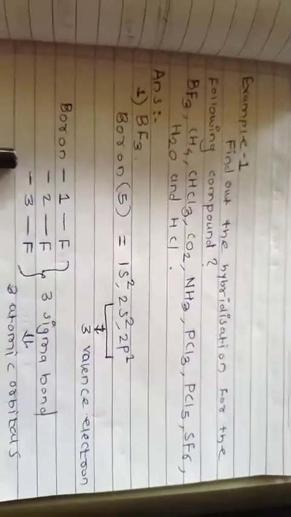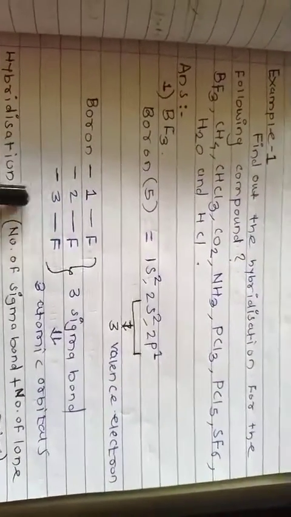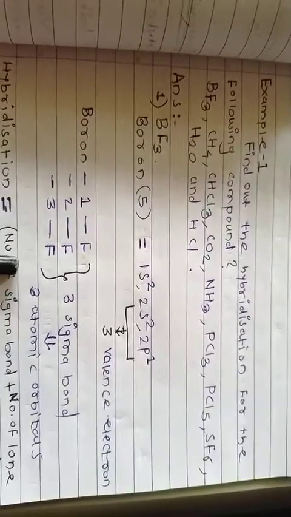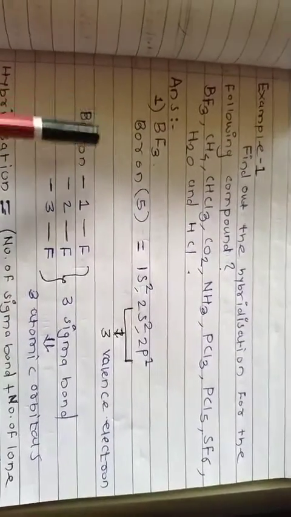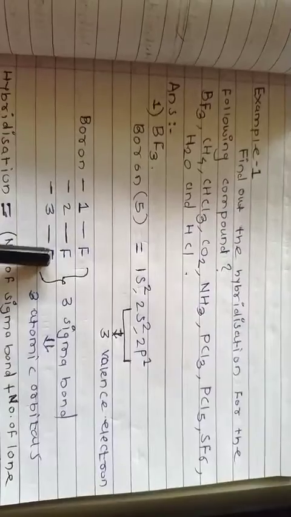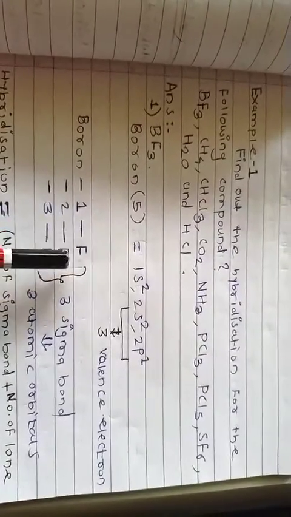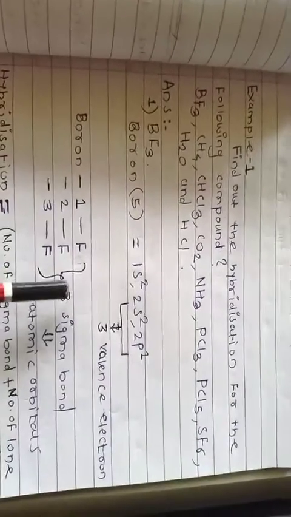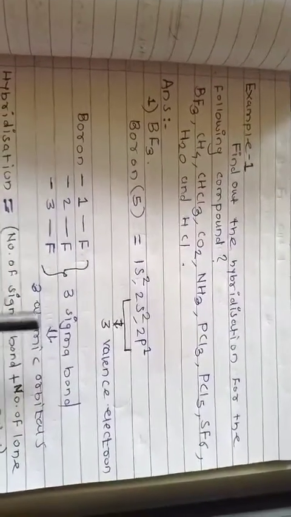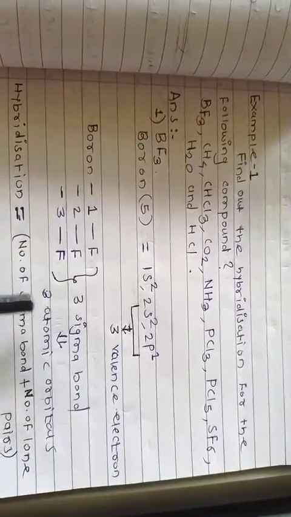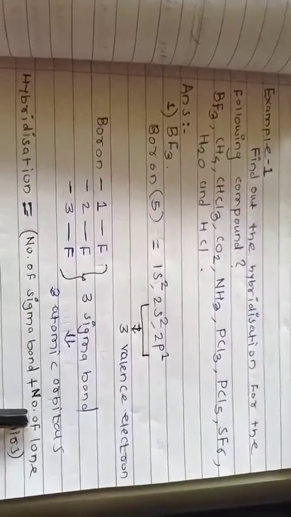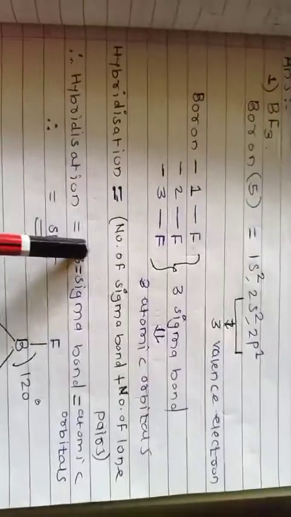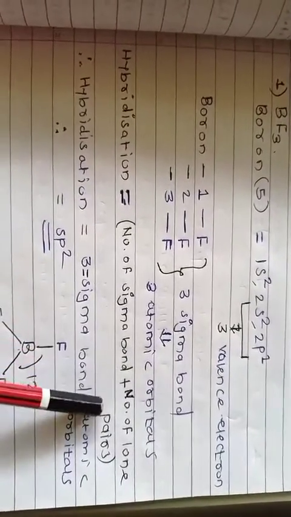We know boron has 3 valence electrons, 1, 2, 3, and we have 3 fluorine atoms in the boron compound, that is trifluoroborane. So 3 fluorine atoms combine with the 3 valence electrons, forming 3 sigma bonds. Therefore the sigma bonds account for 3 atomic orbitals. So we know the formula for hybridization, that is the number of sigma bonds plus the number of lone pairs.